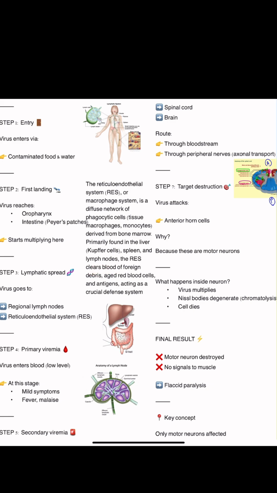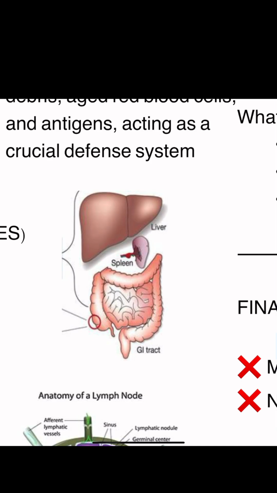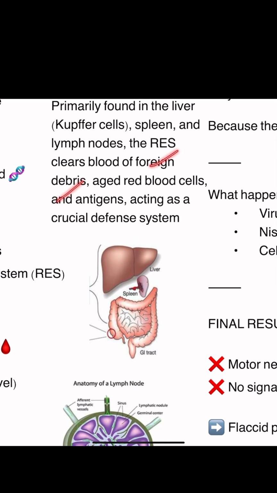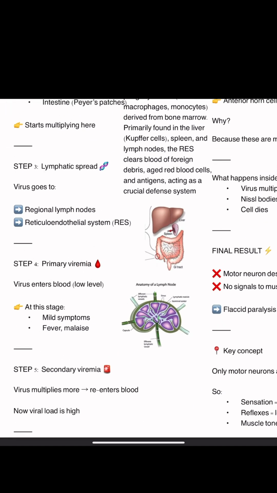The RES clears the blood of foreign debris, aged RBCs and antigens, acting as a crucial defense system. So this is the liver, spleen, Peyer's patch. Here the reticuloendothelial system is present. It's a crucial defense system. All the antigen and foreign debris is cleared out. And there is a primary viremia: now the virus had gone to the lymph nodes. From the lymph nodes, the virus will enter the blood. At this stage, mild symptoms like fever and malaise will be there.